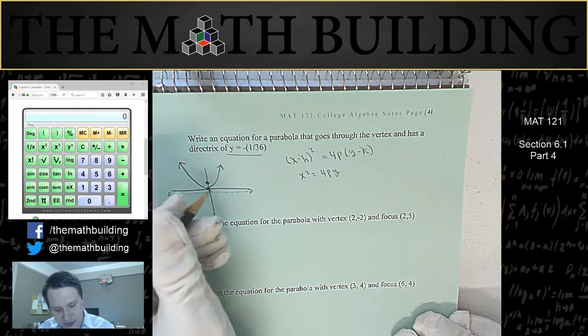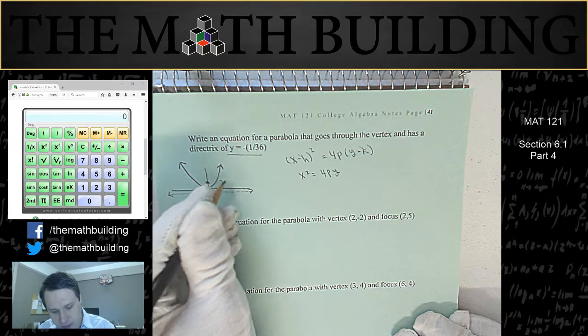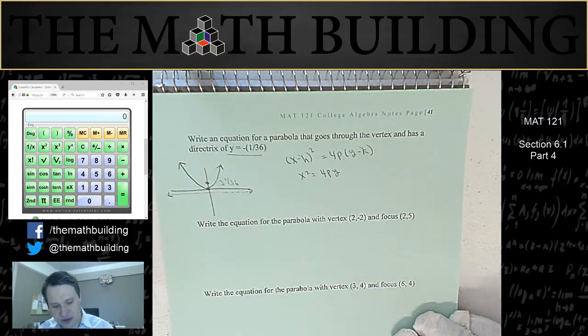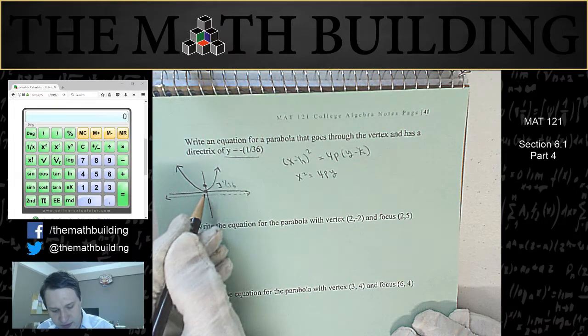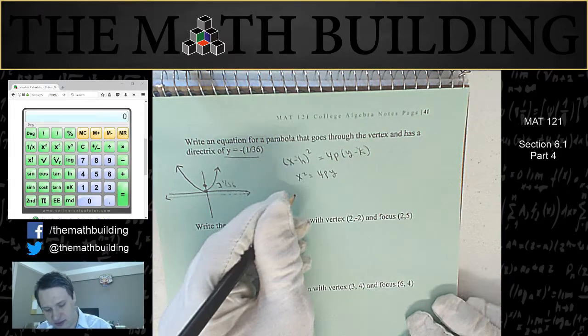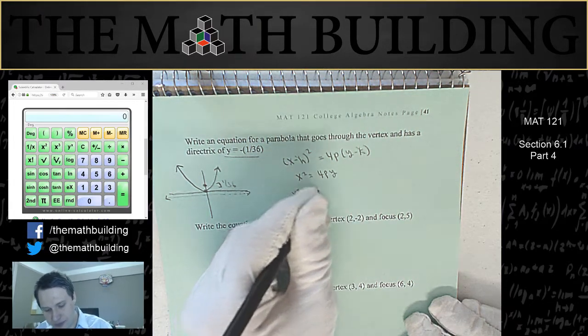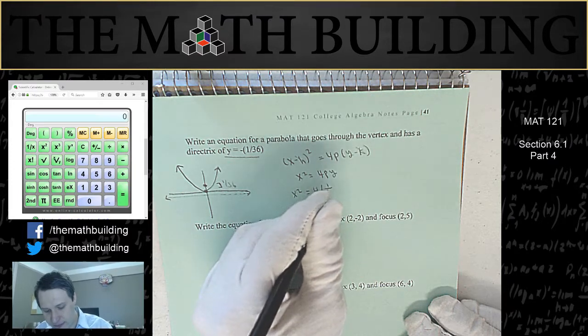And the p distance is 1/36. That's the distance between this distance right here between the focus and the vertex, or the vertex and the directrix, is 1 over 36. So all we need to do is put that value in.